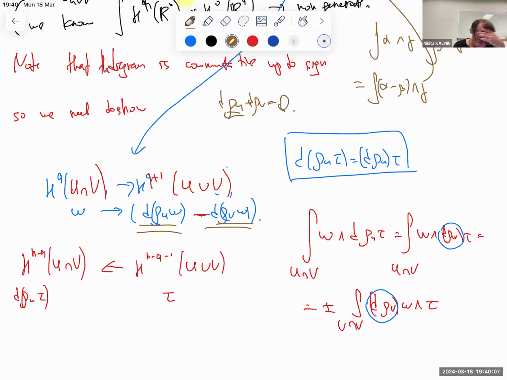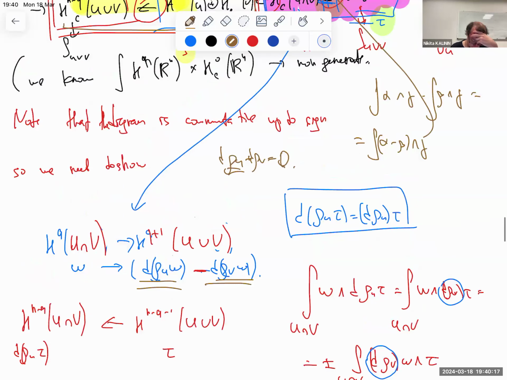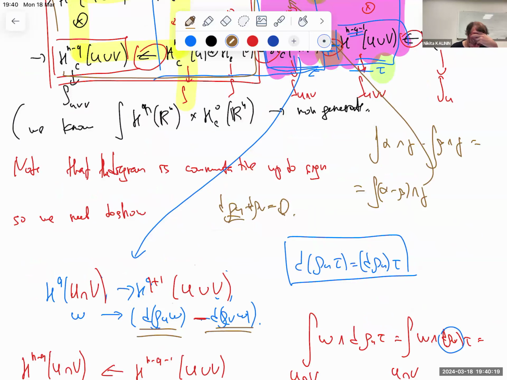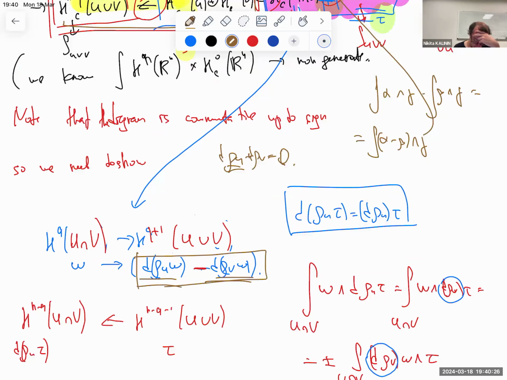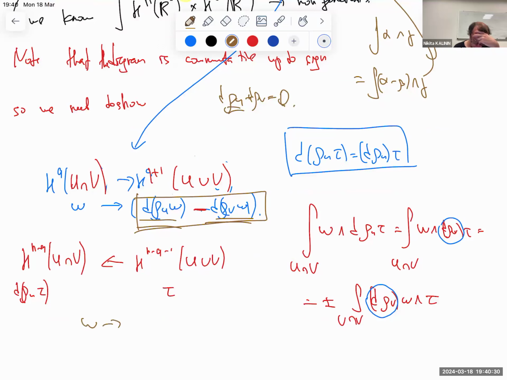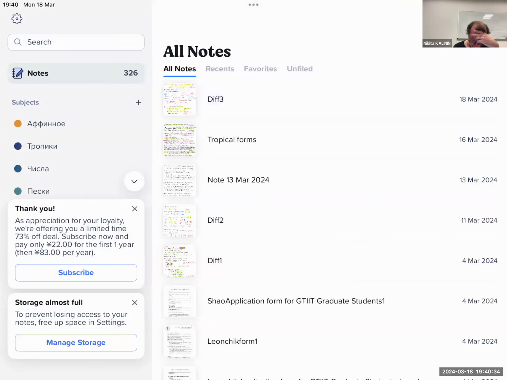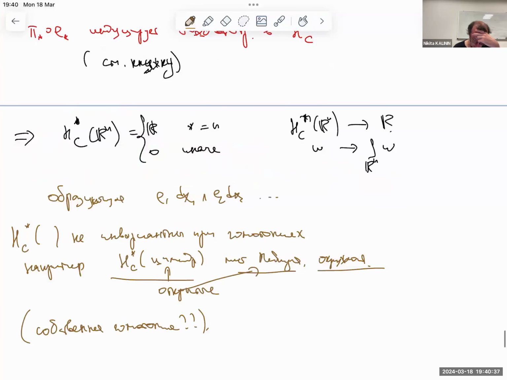Have we had this one, or we just okay? So let's look at what we did, because I think it's not how we define it. Did we have this one? Or maybe we have just omega goes to d rho u v. Okay, let's look at how we define it. Maybe it's better to be consistent.